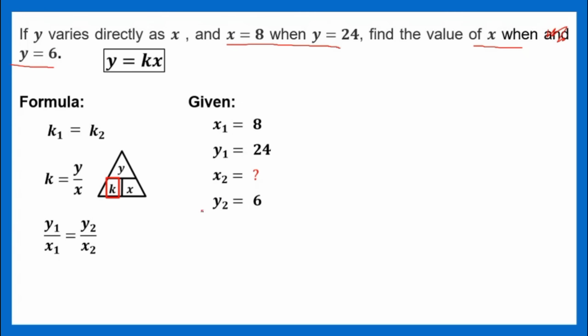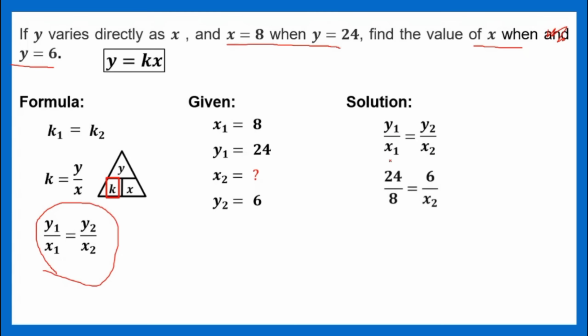Ganun. So, possible ba siyang ma-solve? Yes, kasi isa lang naman yung unknown. Diba? So, at least dito, we're not going to solve for k, tapos saka mo isa-solve ulit with another formula. So, in this case, direct tayo na makakapag-solve. So, let's have our solution. Write this formula. Ito yung formula na gagamitin natin: y sub 1 over x sub 1 is equal to y sub 2 over x sub 2.